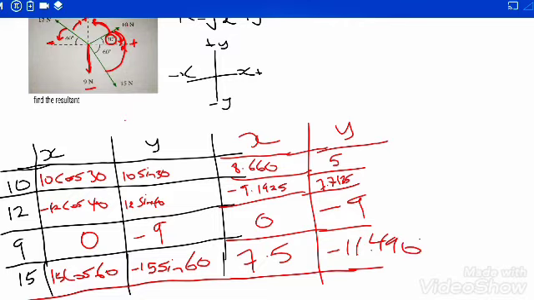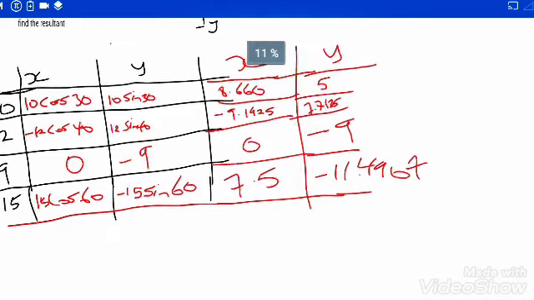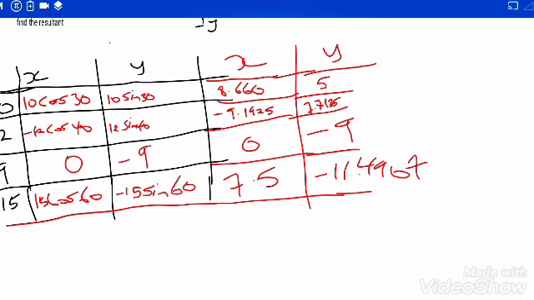The last one here, you're going to be having 7.5, and this is going to be minus 11.4907. So now you're going to add up everything. When you add up everything here, you're going to be getting 6.9675, and here you're going to be getting minus 7.772. Please try and verify these values using your calculators.